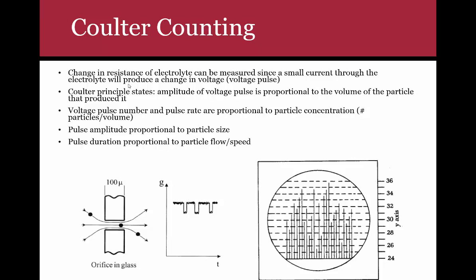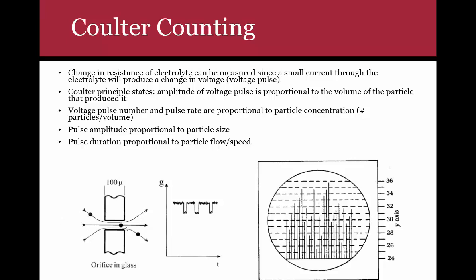So what Coulter and his colleagues found, and this is what's called the Coulter principle, is that the amplitude of the voltage pulse produced by the entire apparatus is proportional to the volume of the particle that produced it. And again, that just goes back to bigger particle means bigger conductance or resistance change, which means bigger voltage change. And from the rate perspective, it also means that the voltage pulse number and the pulse rate are proportional to the particle concentration.